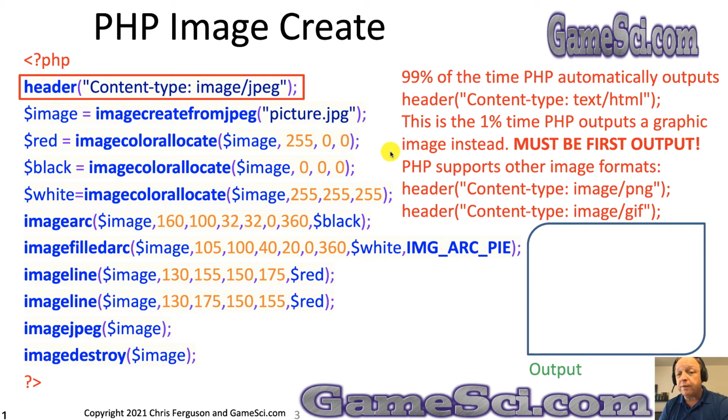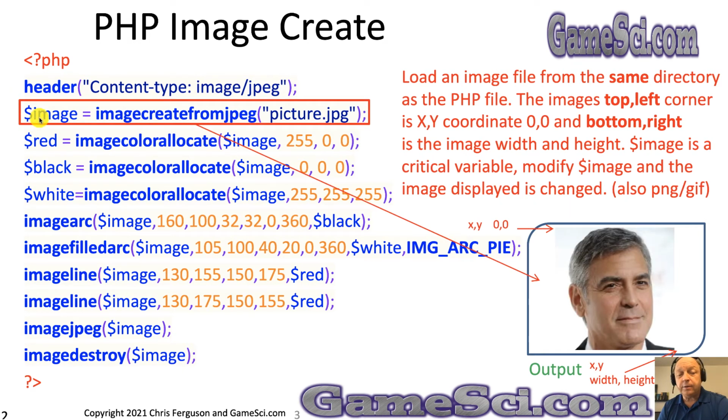PHP does support other image formats. You can do a header for PNG. You can do a header for GIF. This time we're doing JPEG, but you can choose which image file format you want to send back. $image equals image create from JPEG, picture.jpg. Load an image file from my hard drive into the $image variable so that I can output it to the browser. Load an image file from the same directory as the PHP program file.